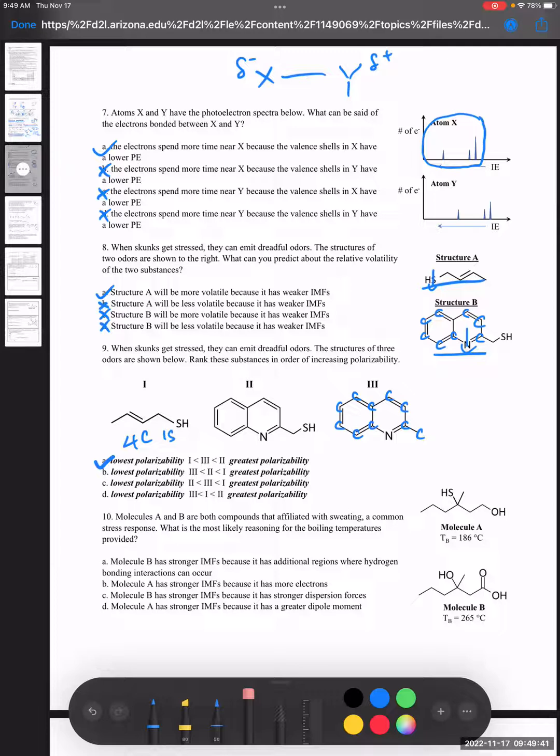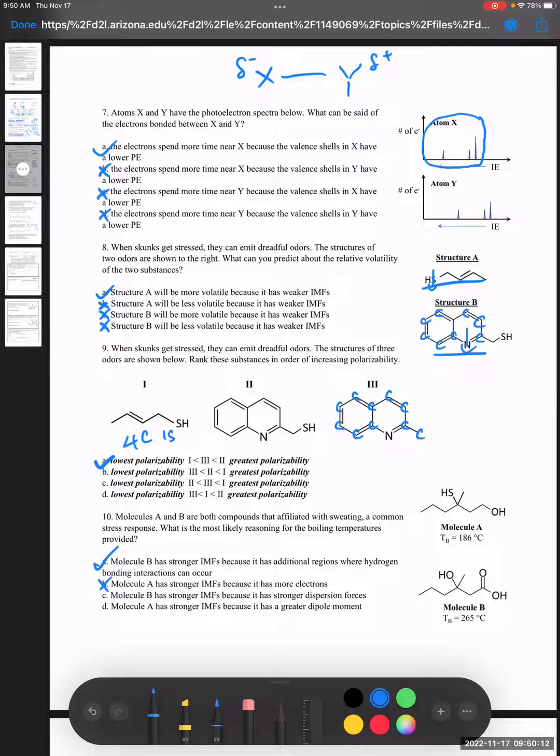Because if you have a higher boiling point, that means it's going to have stronger intermolecular forces, and the stronger intermolecular forces are justified because it has more hydrogen bonding sites and more dipole interactions. All right, anyway, molecule B has stronger intermolecular forces because it has additional regions where hydrogen bonding interactions can occur. That is absolutely correct. Molecule A has stronger intermolecular forces is incorrect.